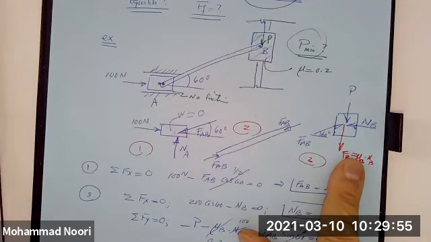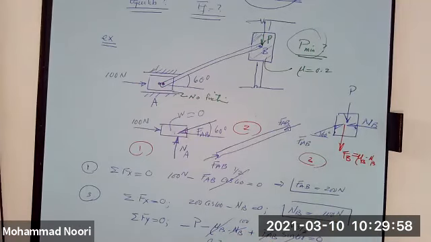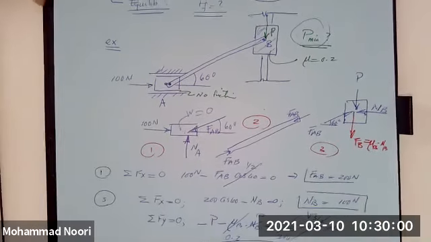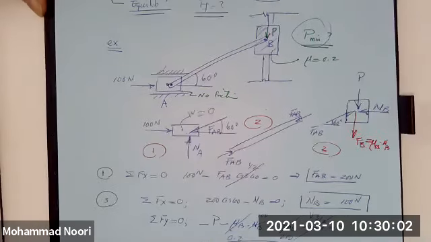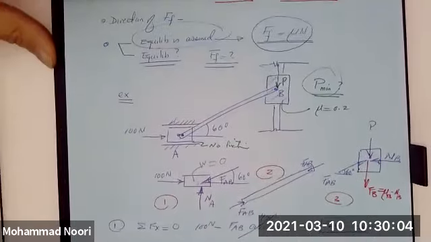Yeah, I wanted to ask your reasoning behind why the friction was downwards. Oh, this friction force. You always need to visualize the physics of the problem, meaning that, okay, what direction this is going to move.